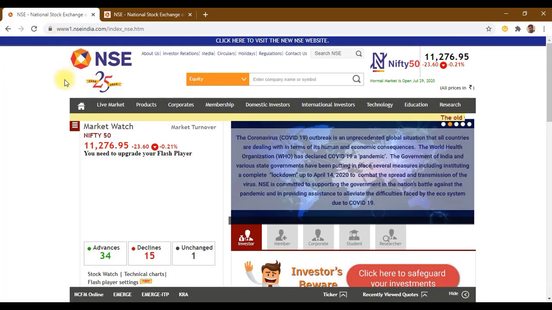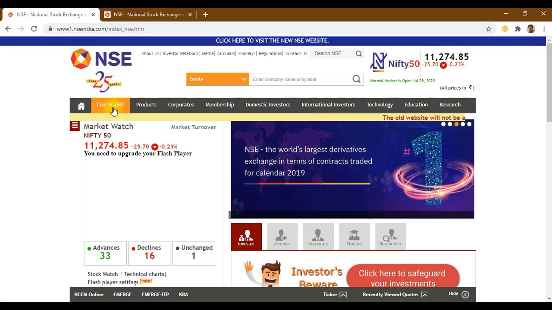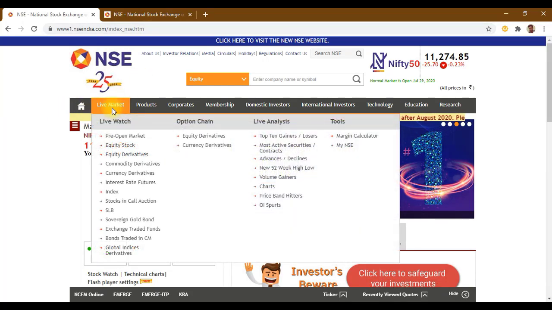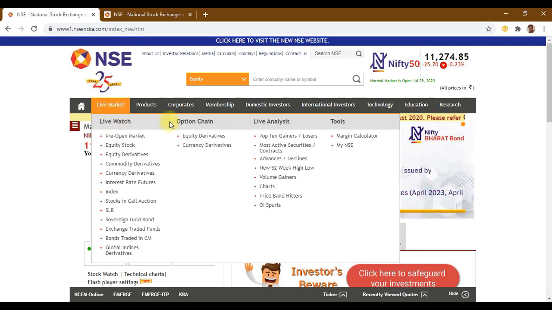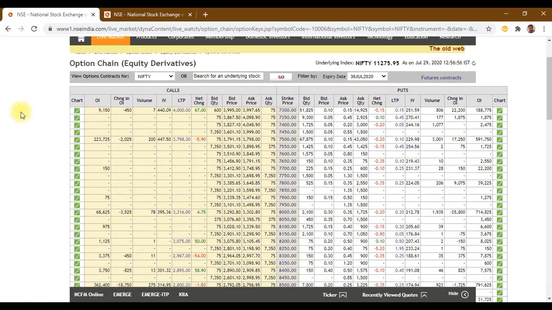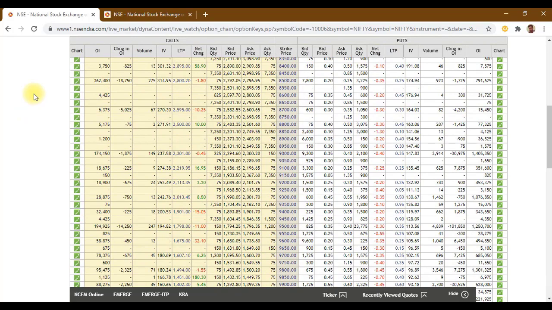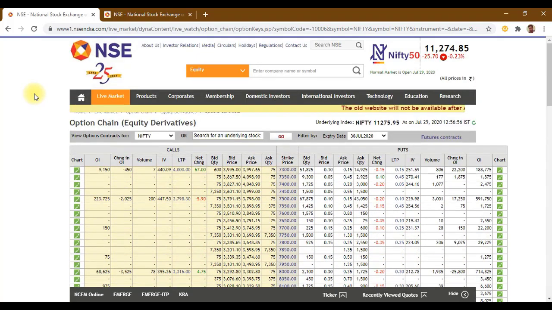So just go to Chrome and go to the home page of NSE India. In Google, you just type NSE India. It will take you to this page. And here you just click on live market and you can see option chain and equity derivatives. On this page, you can get the details about different contracts and strike prices available for a particular script.